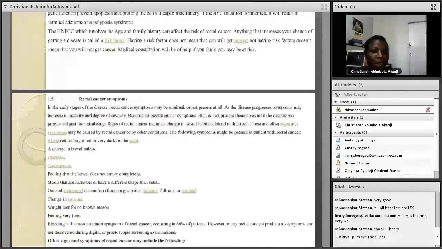The rectal symptoms. In the early stage of the disease, rectal cancer symptoms may be minimal or not present at all. As the disease progresses, symptoms may increase in quantity and degree of severity. Colorectal cancer symptoms often do not present themselves until the disease progresses past the initial stage.